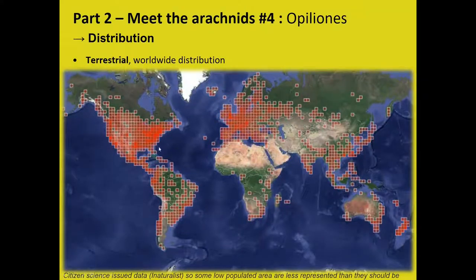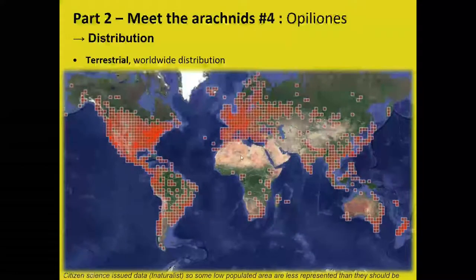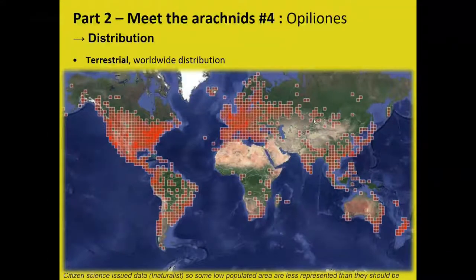Same as spiders, they are found pretty much everywhere, but not as diverse. This is also iNaturalist data, so citizen science. So there are actually a lot in Africa and over in Siberia, but no people live there, so Australia too, so they are not represented.